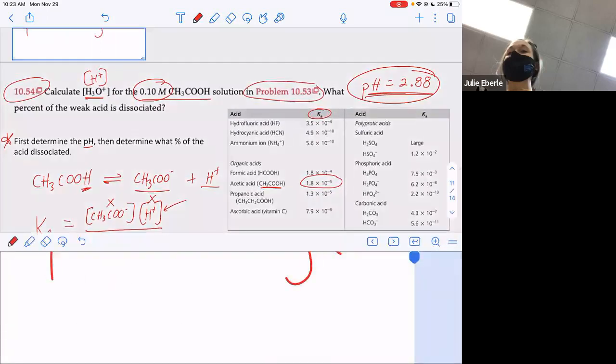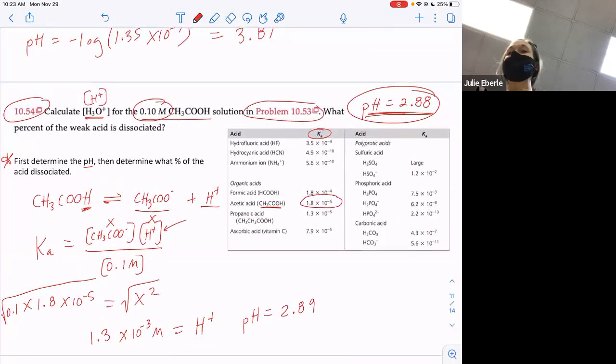Now, the question in this problem says, what percent of the weak acid dissociated? How would we do that? How do you solve for percent? If there were 8 pieces of pie and I ate 2 pieces, what percent of the pie did I eat? Then I ate 25 percent. So how did you just solve for that in your head? We're going to do the same thing here. 2 divided by 8 times 100. So you did the part that I ate divided by the whole pie, and you said times 100. It's the same idea here.